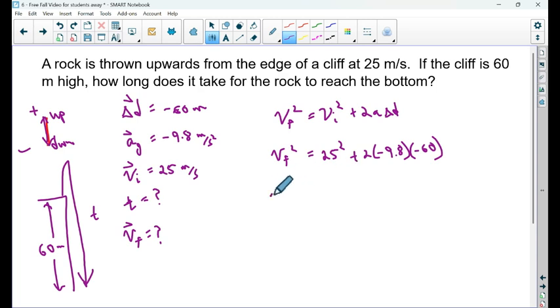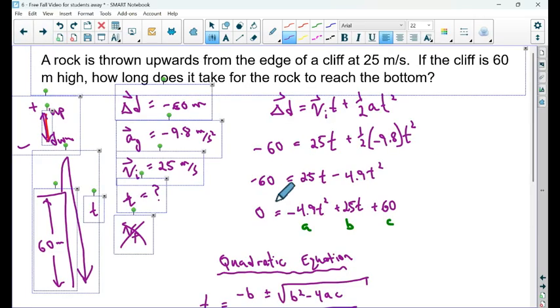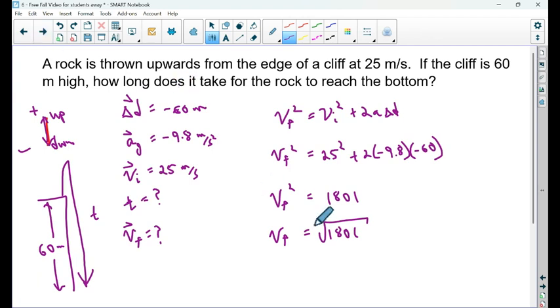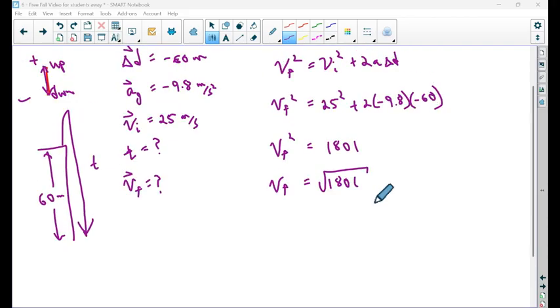Now, if I work all that out, I get 1,801. And then I got to take the square root of that. And does that look familiar? It should. We ran into it right here when we were solving for time. We had negative 25 plus or minus that value divided by 9.8. So we're going to find that this math is going to actually work out identically. Doing the problem this way, we are doing 2 calculations instead of 1.